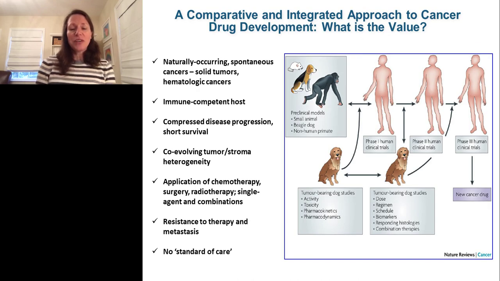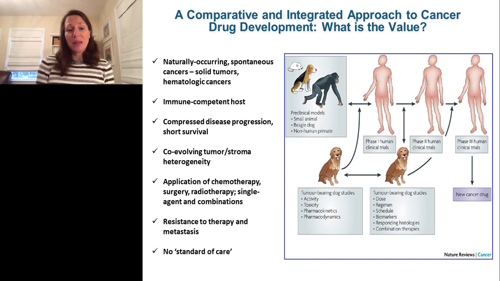So the National Cancer Institute created the Comparative Oncology Program to help really dig into this question about the value of a comparative and integrated approach to cancer drug development. And in doing so, we strive very much to understand and appreciate these naturally occurring spontaneous cancers that develop naturally in dogs. And they really do represent a huge spread of different types of tumors. So solid tumors, both epithelial and mesenchymal in origin, but also the hematologic cancers.